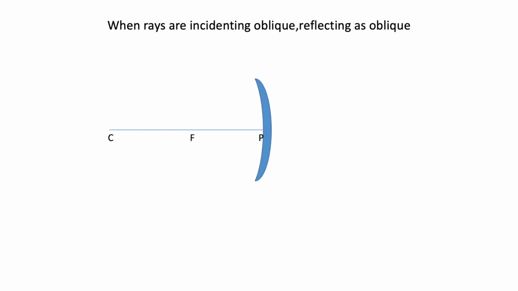Now the fourth ray diagram. In this case, when rays are incident obliquely, they reflect obliquely. The rays are incident in a slanted way and fall on the surface of the mirror. The reflected ray also will be in the same oblique way. The incident rays are like this, and the reflected ray also will be slanted like this. This is the fourth case. So using these ray diagrams we can form the image.